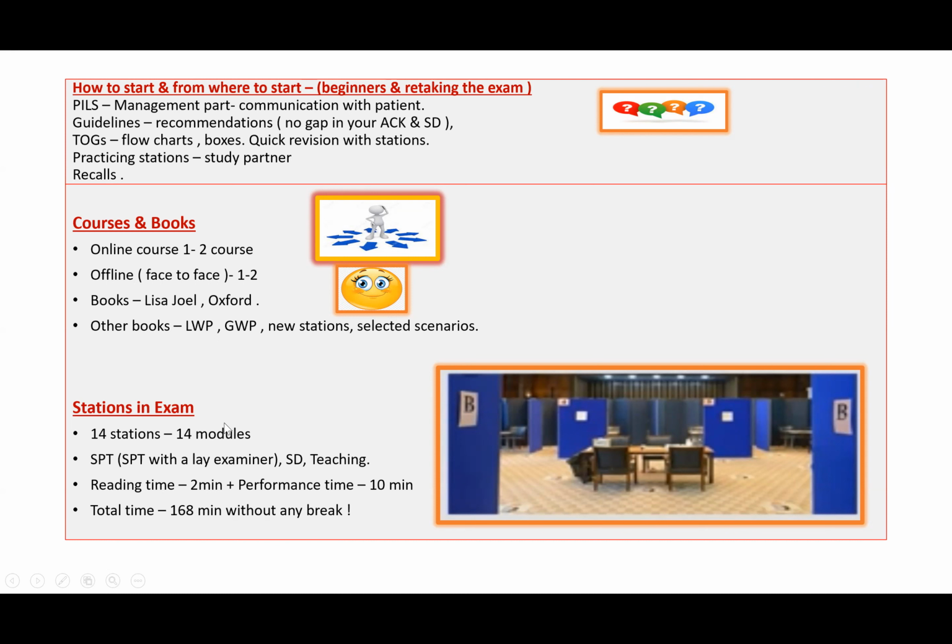What about the stations in the exam? We know there are 14 stations covering the 14 modules. We know it is simulated patient task, structured discussion task, and the teaching task. Reading time is only 2 minutes. Performance time is only 10 minutes. So in the exam, you have to talk sense. You cannot tell everything in the exam. Total time is 168 minutes without any break. And everyone says that it's going to be the fastest time of your life. It really flies away very fast.